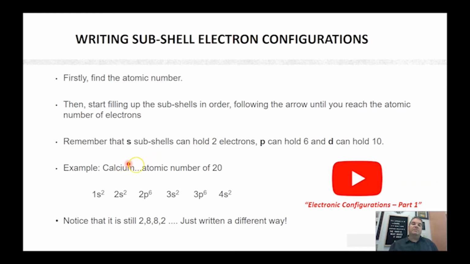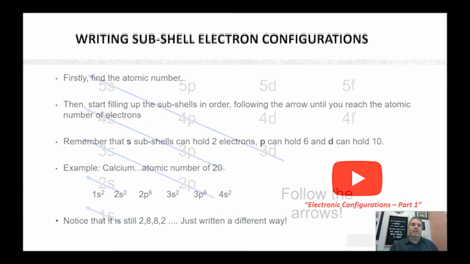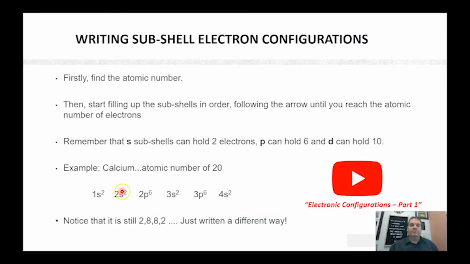An example is calcium, atomic number 20. We're going to start with the 1s. The 1s can hold 2, so we go 1s2, then 2s2, 2p6, because this can hold 6, 3s2, 3p6, and then 4s2. You keep going until you get to the maximum number here. So 1s2, 2s2, 2p6, 3s2, 3p6, 4s2. That's what we call the subshell electron configuration for calcium.